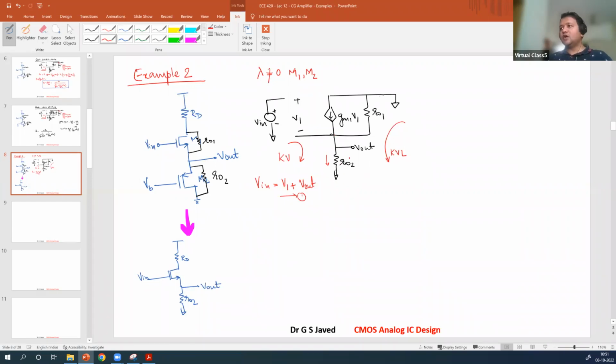So what does this mean? R01 is parallel with R02. R01 is in parallel with R02. So this is the R. Now what is the current flowing? GM1 V1 R0. What is this value is equal to? The value at this node. What is this node value? Vout. So this is the second equation. So if you want to find out from this, what is the GM value equation?